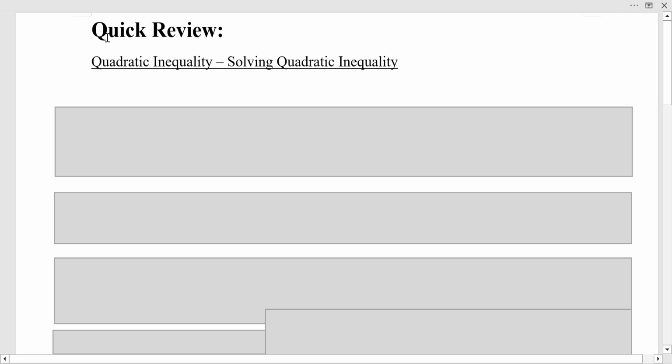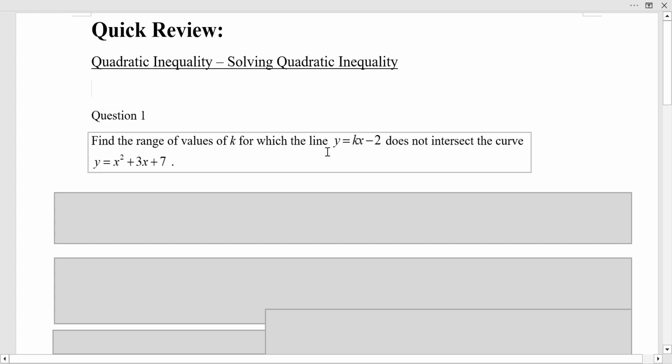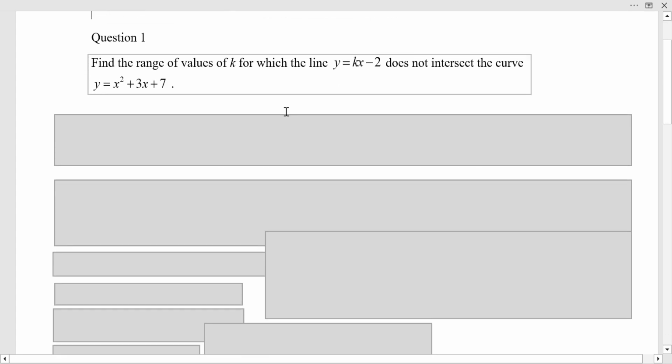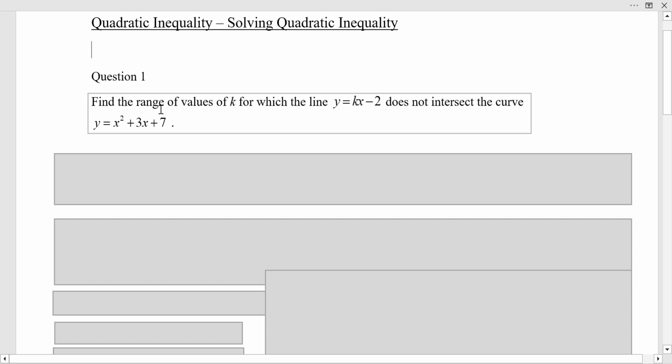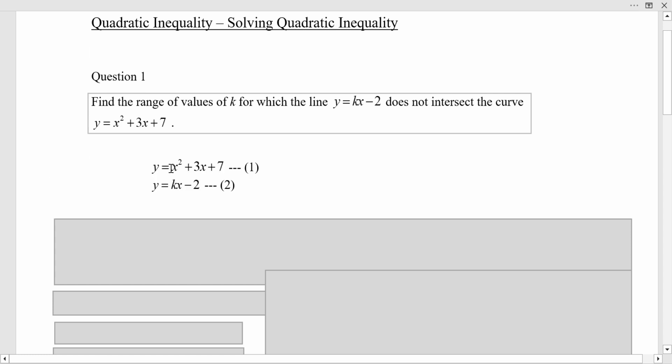We will be doing a quick review of quadratic inequality, solving quadratic inequality. So let's take a look at a question. Find the range of values of k for which the line does not intersect the curve. What this means is if you sub this line into this curve and you try to solve it, there is no solution. So let's call the curve equation 1, the line equation 2.